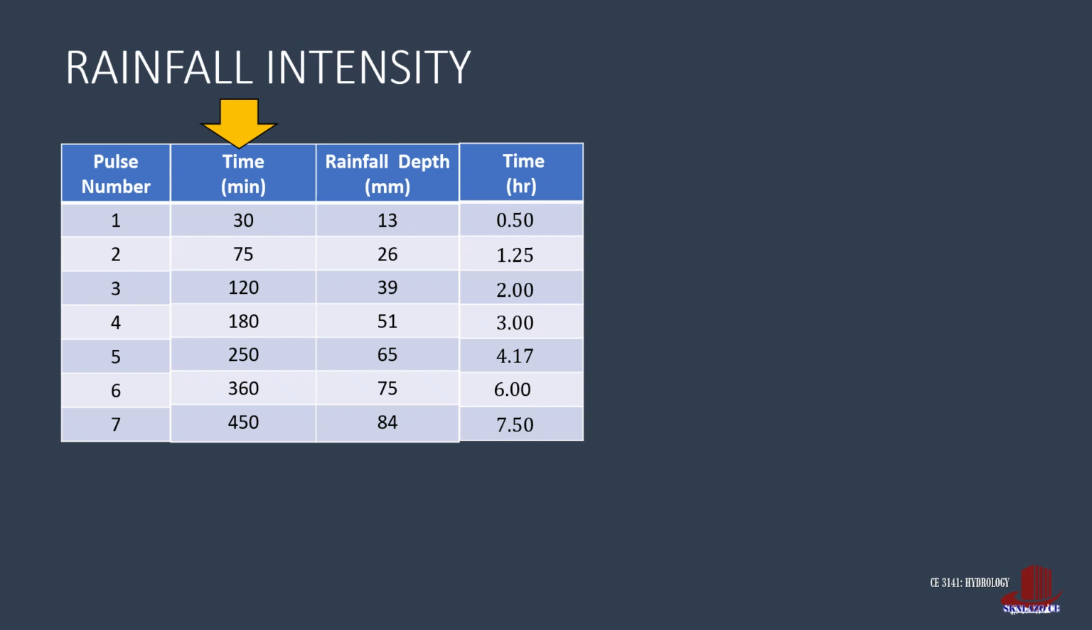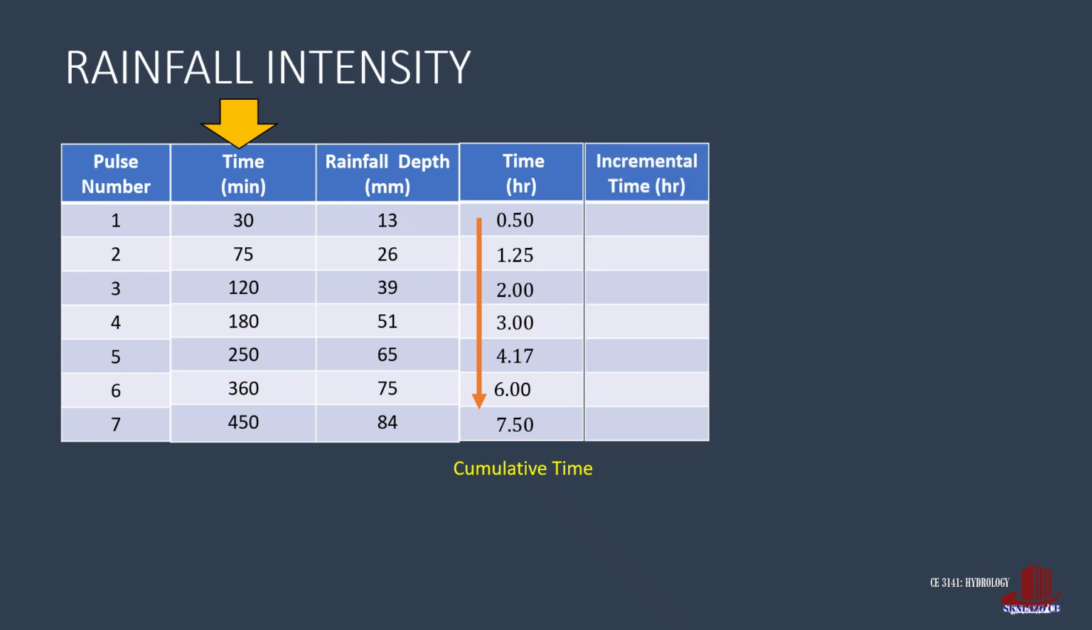This is taken as the incremental depth over the incremental time. So check time. The values are increasing from 0.5 to 7.5. This means that the record has cumulative time, and we need to convert it into incremental time. So again, place another column in the table. The first entry is 0.5, less 0 giving 0.5.